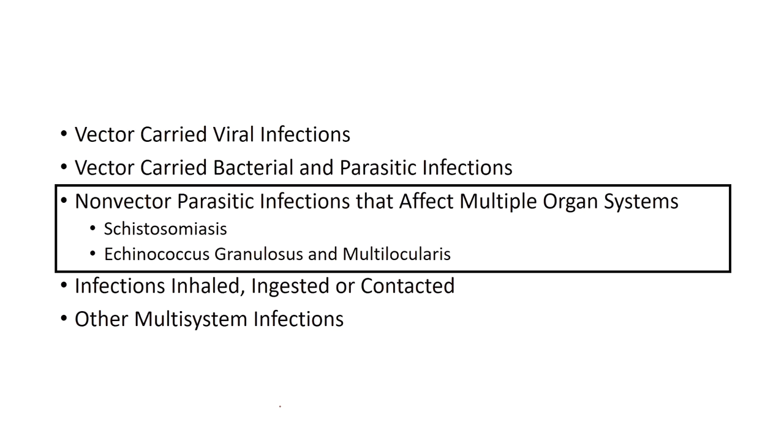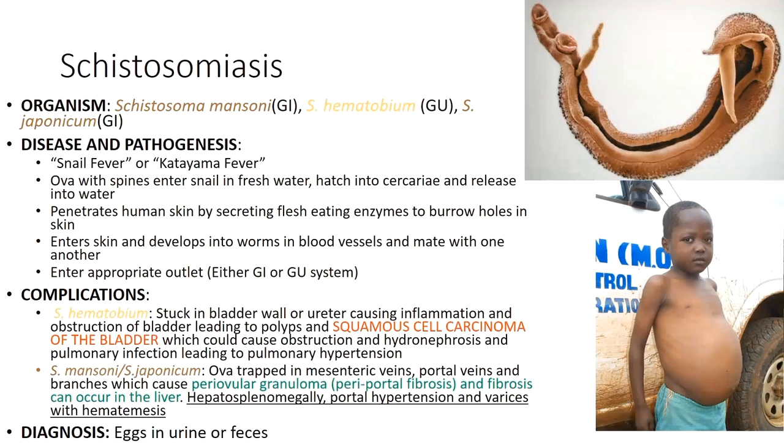Now on to our non-vector parasitic infections that affect multiple organ systems: schistosomiasis and echinococcus species. So first is our schistosomiasis. This guy is actually pretty cool, and it kind of integrates with some of your pathology you're going to be coming across if you haven't already. So the organisms that cause this, there's actually three, and you actually need to know all three. This is very high yield to know all three, but I have good ways to remember each of them.